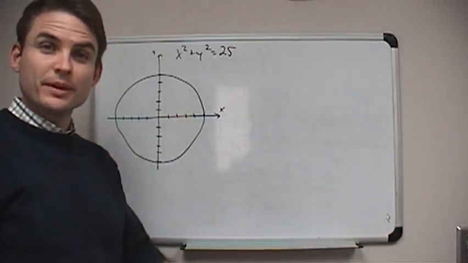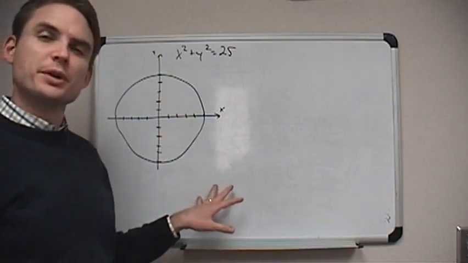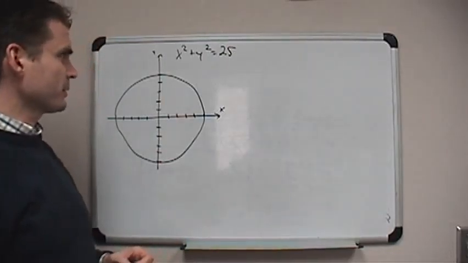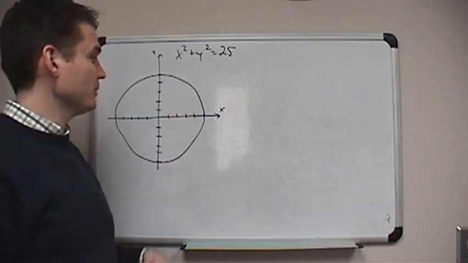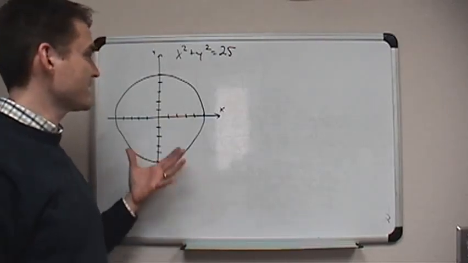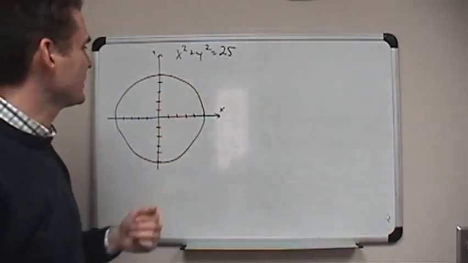Okay, this is an example that was actually in the notes and in the slides of the notes, but I just wanted to go through it again and expand on it a little bit. So we have an equation, x squared plus y squared equals 25, which is the equation of a circle centered at the origin of radius 5. So here's the graph of the circle, there's the equation.